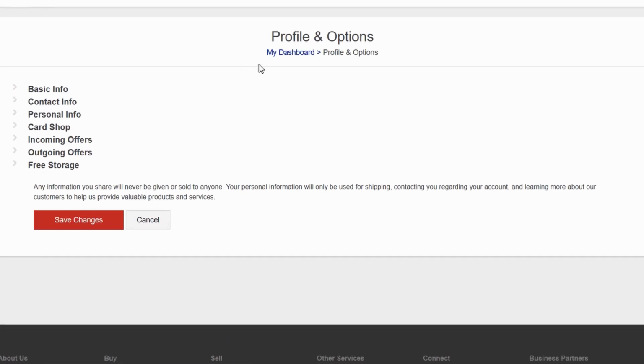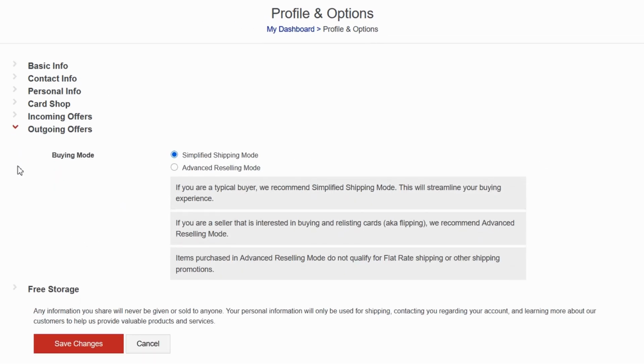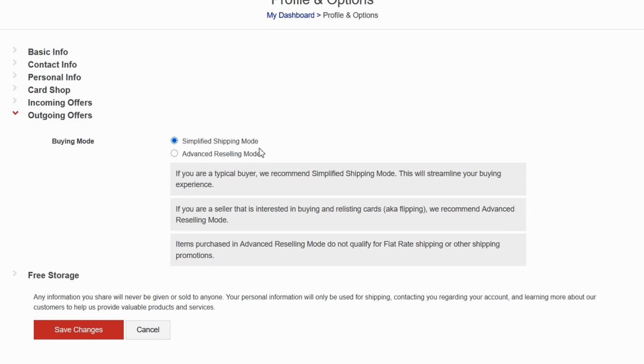And once you are in your profile options, we're going to go to the outgoing offers, okay? What this setting is, there's the simplified shipping mode, which, as it indicates, is simplified. Explains here what it is. If you are a typical buyer, we recommend simplified shipping. This will streamline your buying experience, which is true. It's a little less confusing. If you are a seller that is interested in buying and relisting cards, aka flipping, we recommend advanced reselling mode. We'll go over that in just a second.